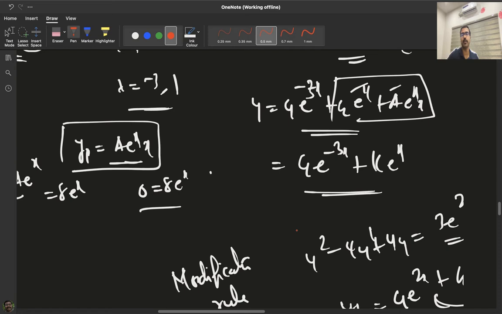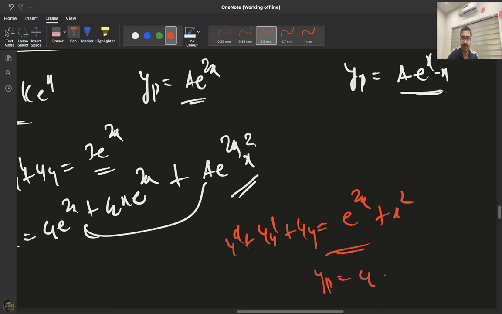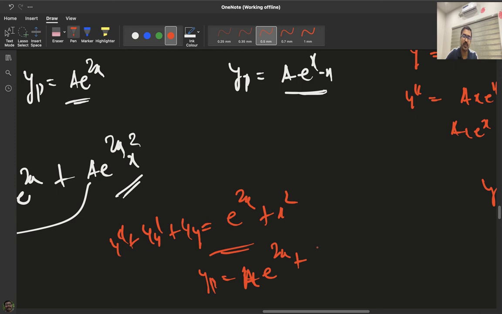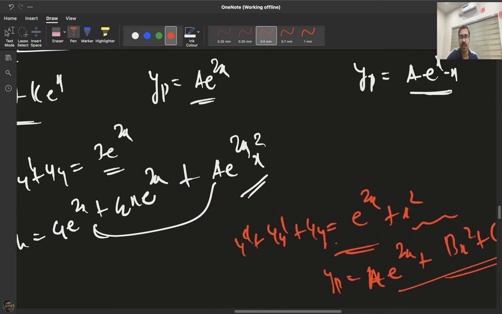Okay, or in some other cases your RHS will be like e raised to 2x plus x square. Suppose it is like y double dash plus 4y dash plus 4y is equal to this one. So you will assume that yp is of the form a e raised to 2x plus, for the x square I'll write the general second degree polynomial, so it will be bx square plus cx plus d. I'll try to find the values of a, b, c, d by substituting into the equation and then find the solution. Okay, we will do that also now. So that is called the addition rule.